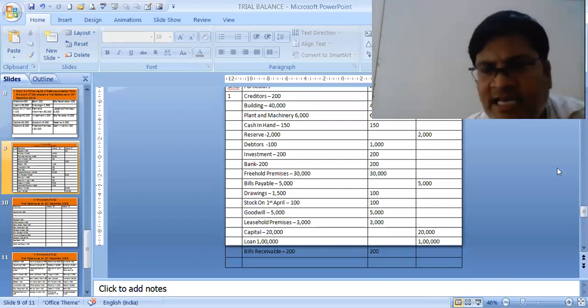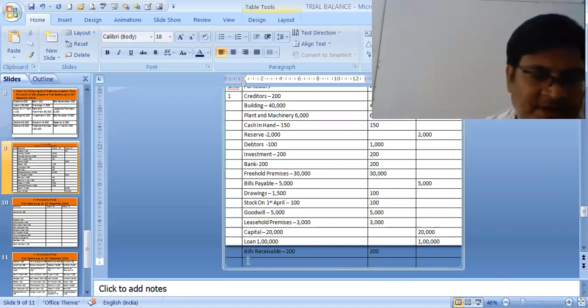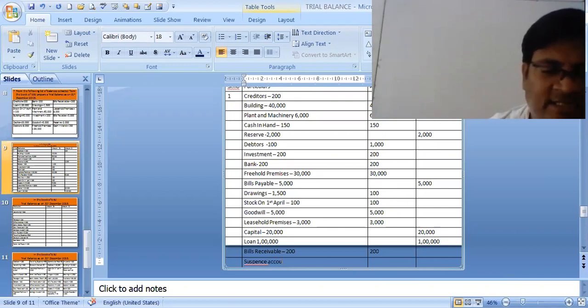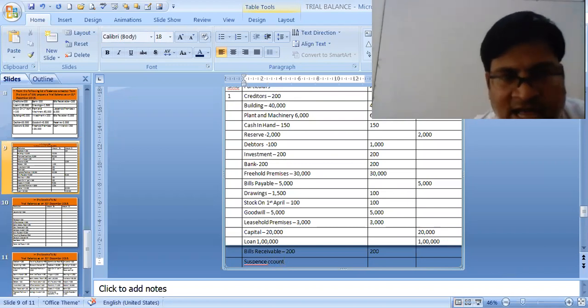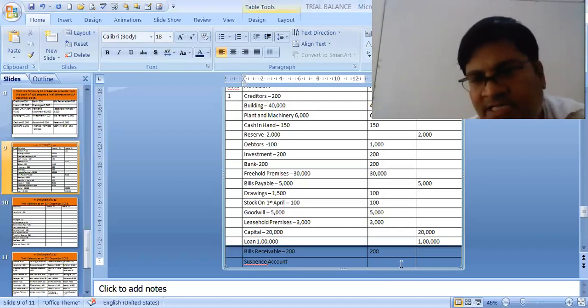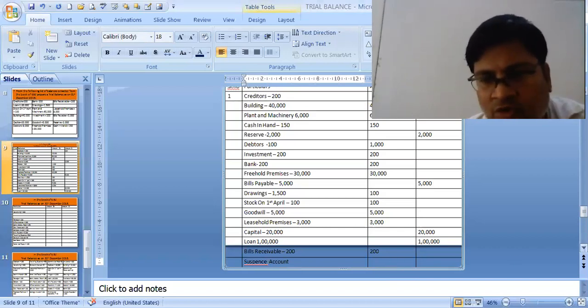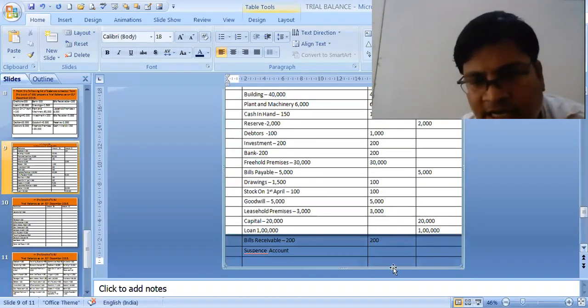If it doesn't match, then we have to create a suspense account. In this sum, it won't match because I have not taken the matching figures. So I have to write a suspense account, to match the trial balance for the time being. Otherwise, we need to search why the trial balance is not matched. So somebody please tell me how much is the total on the debit side and credit side, and how to match it.